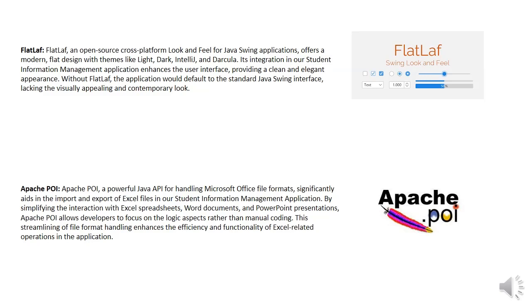Apache POI, a powerful Java API for handling Microsoft Office file formats, significantly aids in the import and export of Excel files in our student management application by simplifying integration with Excel, PDF, Word documents, and PowerPoint presentations. It allows developers to work on the logic effort rather than manual coding. This streamlining of file format handling enhances the efficiency and functionality of operations in the application.